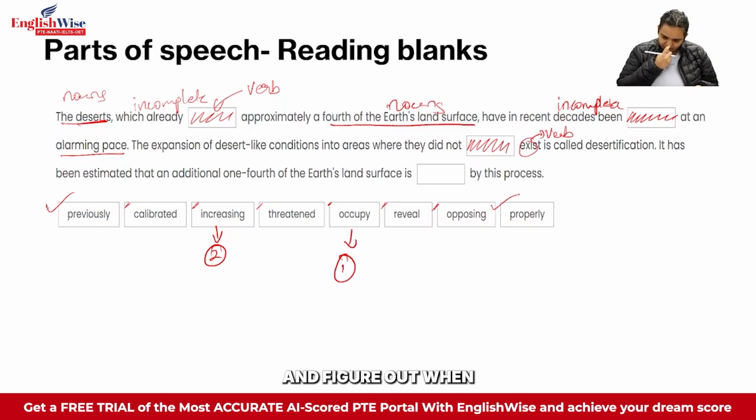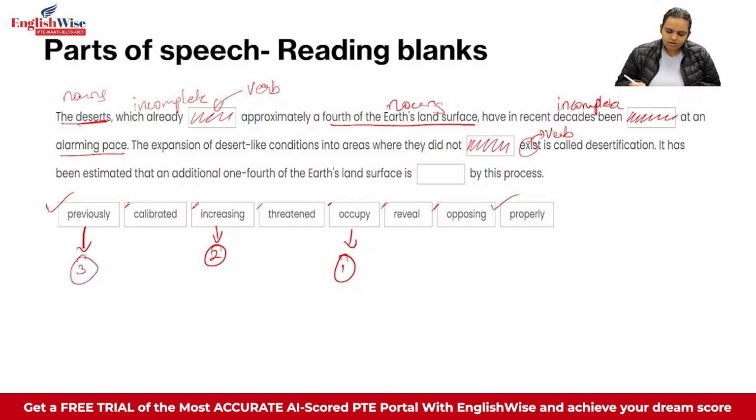So let me try and figure out. So when I put the word did not properly exist, when you talk about existence of a desert, there is no properly or improperly going on over there. What they are trying to say is, if there was no desert over here in the previous times and the desert appears now, that means this process will be called as desertification. So that's why I will put previously as my third answer here.